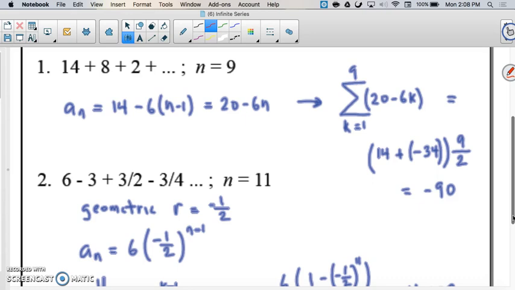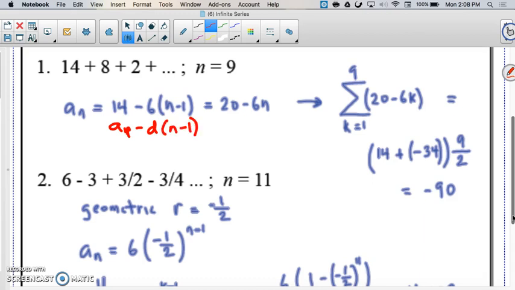So here we had a_n equals 14, so this is our a_1, minus the difference times n minus 1. So we got that 20 minus 6n. So if we're taking the summation of 20 minus 6k, remember from the last time we talked, we have a_1 plus the last term. So for the last term, we've got a_n, and then you're multiplying that by however many terms there are divided by 2. So n divided by 2. So that's how we ended up with the negative 90.